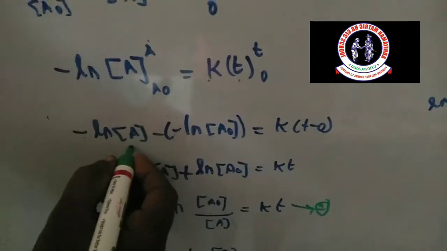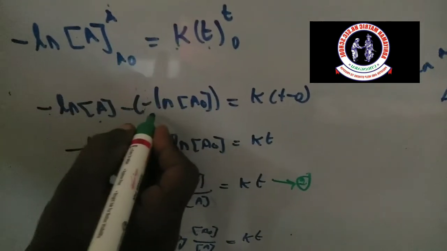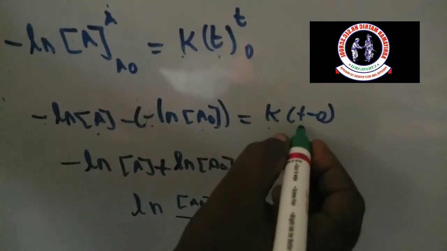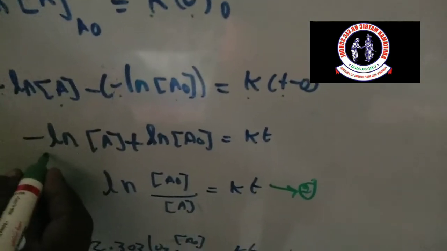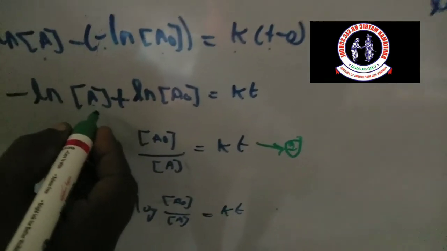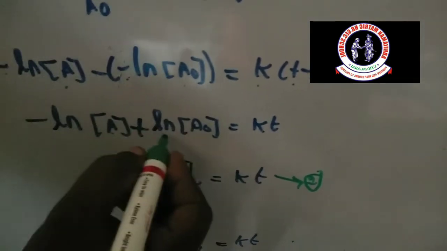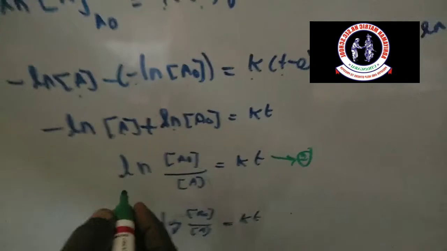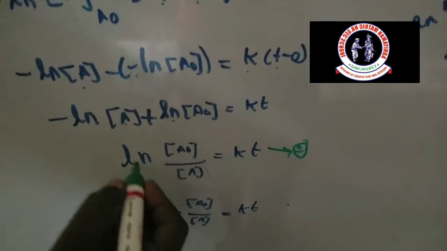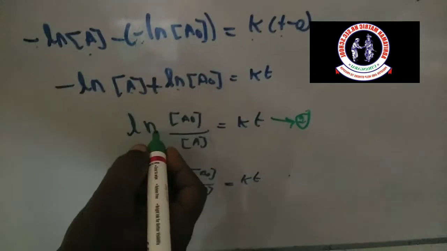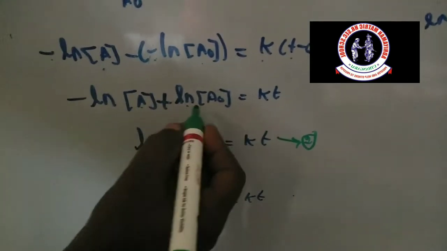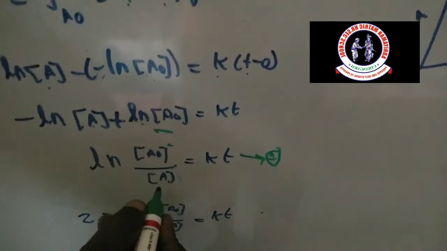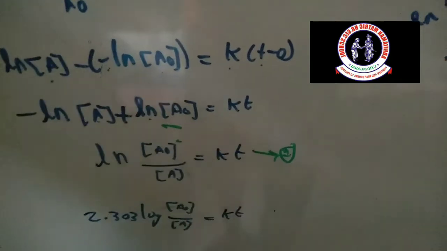Now minus ln A minus ln A naught equal to K into t minus 0. Next, minus ln A, minus into minus gives plus ln A naught, is equal to kt. Next, ln is common, so ln of A naught by A, because the numerator has the positive value and the negative value A is in the denominator, equals K into t.